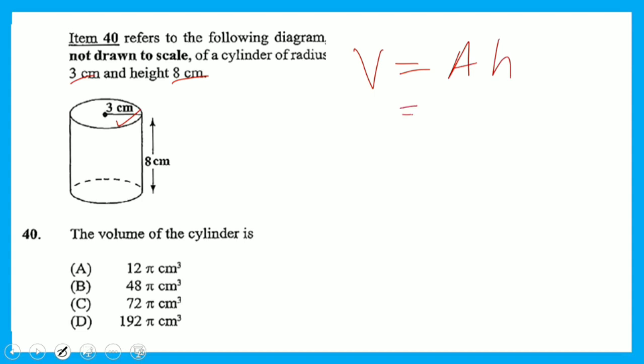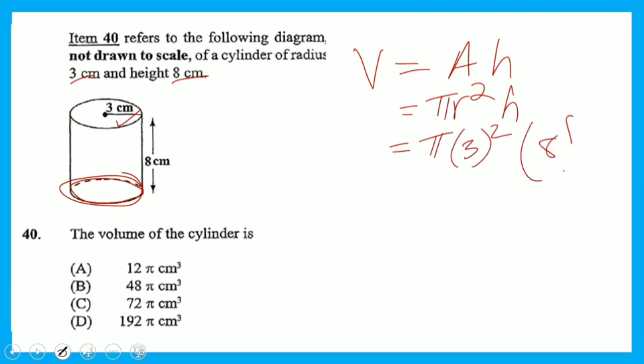Area of the cross section of the object. All right, so we have the circle here being the cross section. So area for a circle is pi r squared times the height. All right, so that's pi times r. What is r? The radius, 3 squared, times the height, which is 8.